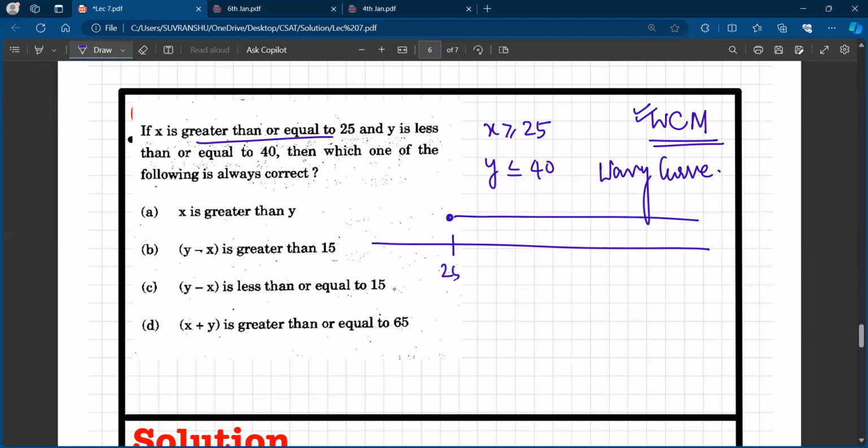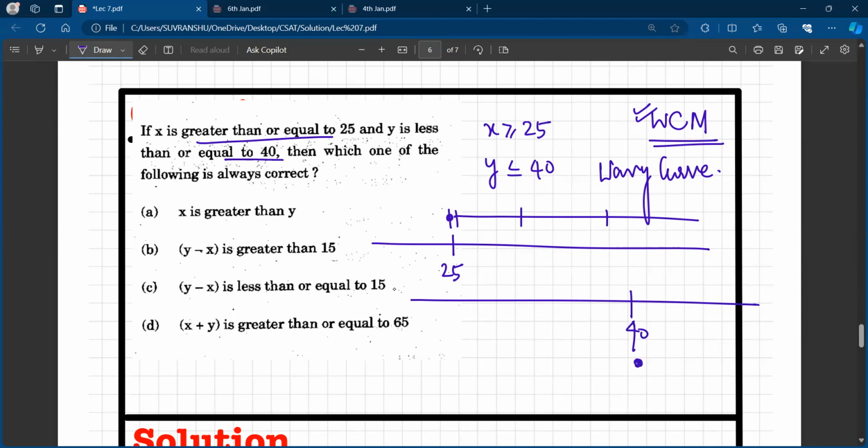Okay, this is 25, x ka value will be greater than or equal to 25. You pick anything on this line, it will always be greater than or equal to 25. Pick 100 here, greater than 25. Pick 26 here, greater than or equal to 25. Pick 25 here, greater than or equal to 25. Pick 30 here, greater than or equal to 25. Got it? Now, another for Y, it is less than or equal to 40.